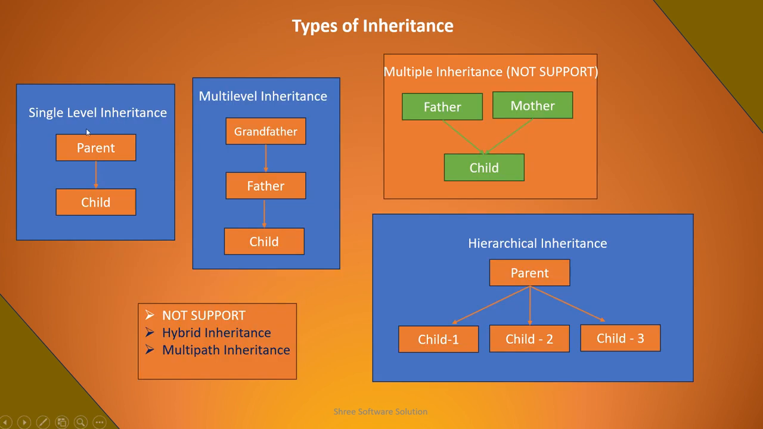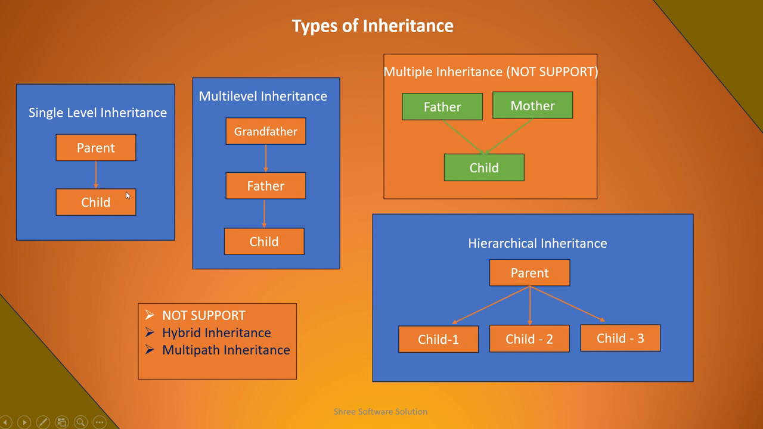So what is single level inheritance? One class is derived from another class. It is single level inheritance. That means one parent and one child. Whatever properties we have in the parent class, all those properties will come to the child, and the child also has some properties of its own. Like this way we need to create single level inheritance. One class is derived from another class, that is single level.